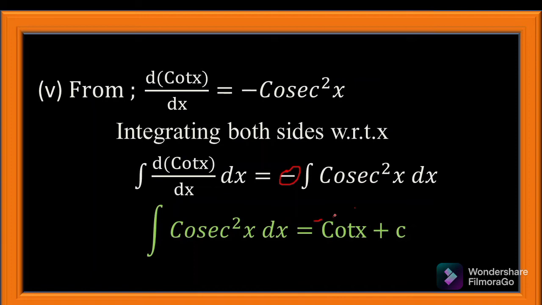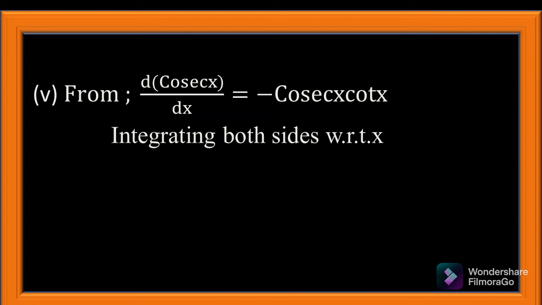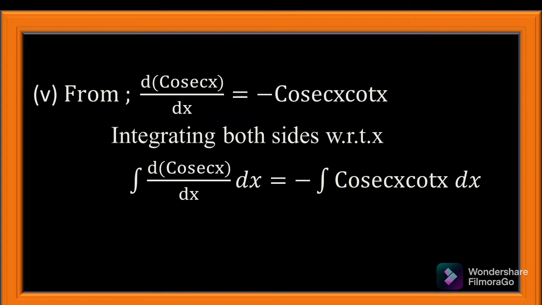Okay, we can now move on to the last one, and the very last one will be from what we know, the derivative of cosec x. We all know the derivative of cosec x being the same as negative cosec x cot x. So when we again integrate both sides, we shall have the integral of the derivative of cosec x with respect to x, giving us the integral of negative cosec x cot x.